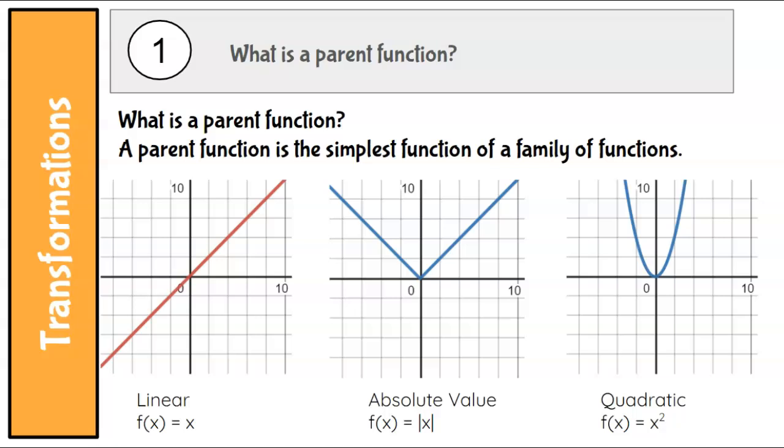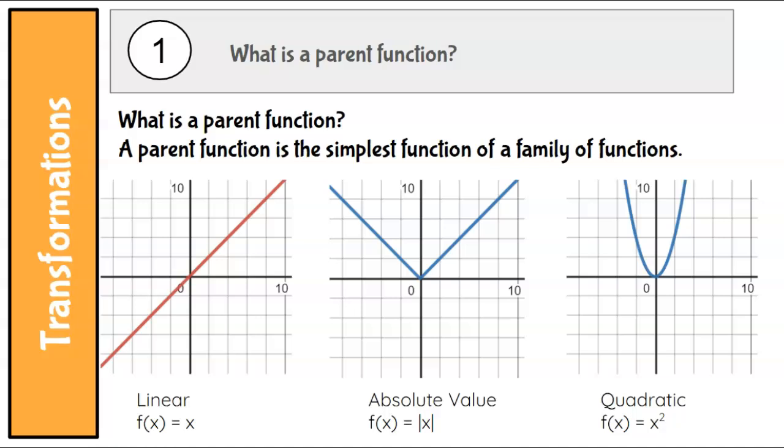A parent function is the simplest form of a family of functions. We have three here. We're actually only going to use the first two in this course, but I thought I'd show you the third one just so that you would have that for reference. The first one is linear. That's the red graph that we have here, and that is f of x equals just plain x. If you think of the f of x as y, this is just y equals x.